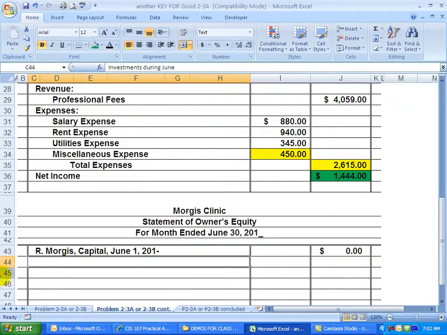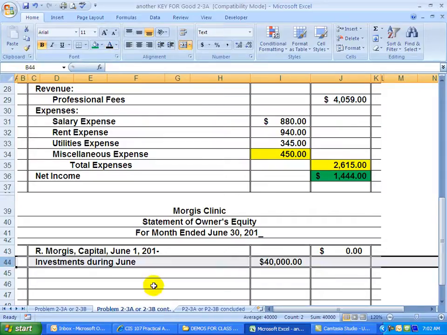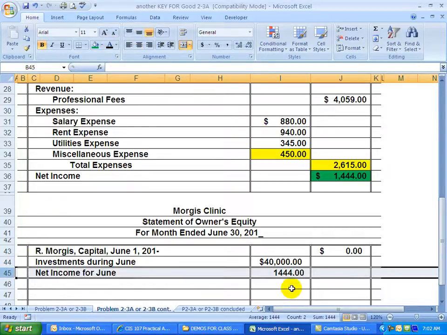Now the owner on the first day of the month invested $40,000 in the company. So we're going to list the investments here next. The investments during June were $40,000. Also, we have a net income during the month of $1,444. And do you see where it comes from right here? That's our net income. This is the combination of our revenue and expenses.